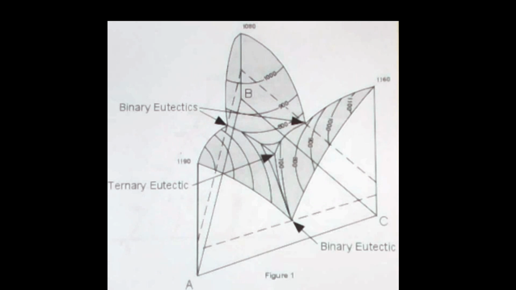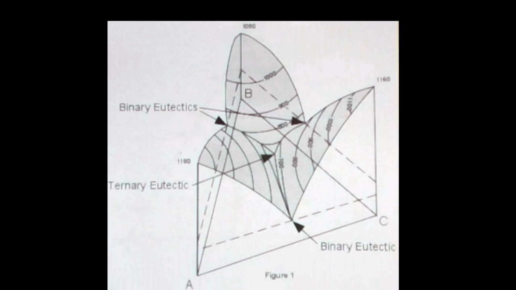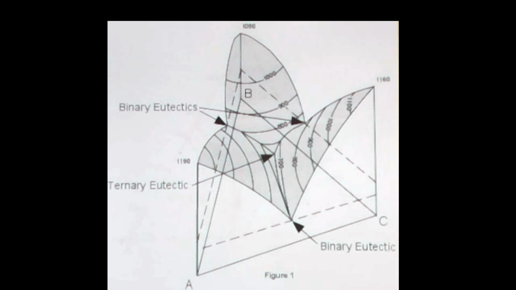In the ternary diagram, we have three binary eutectics that come together to form the eutectic trough of a ternary eutectic. The eutectic points in each of the binary systems project into the ternary systems as curves. Any composition on one of these curves will crystallize the two phases on either side of the curve.